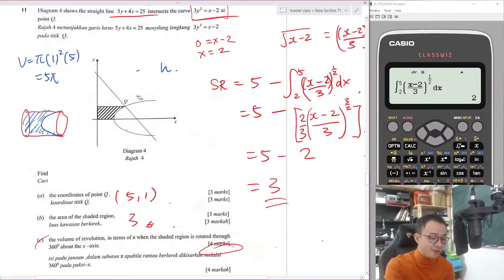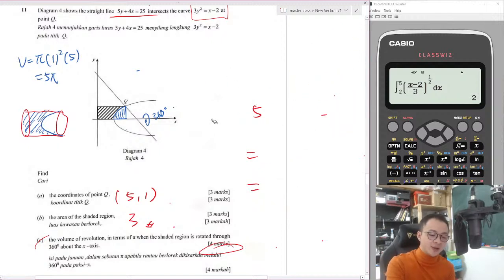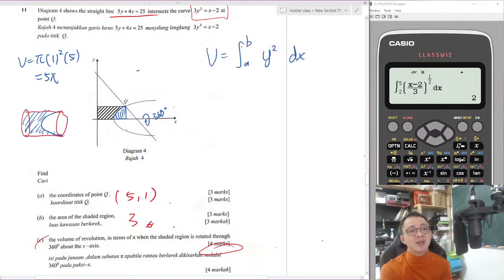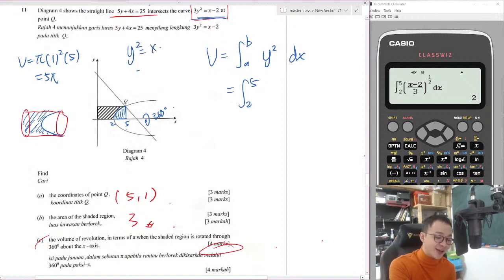Okay, so right then, what I do next is I want to rotate this blue shaded region 360 degrees on the x-axis. So, okay, this is what I would do. If I rotate on the x-axis for volume, normally I will just do dx. Here must be y squared from a to b. Okay, this is the formula. My a to b like just now is from 2 to 5, right? So from 2 to 5, I need to have y squared. So I will rearrange this equation, y squared equals x minus 2 over 3.